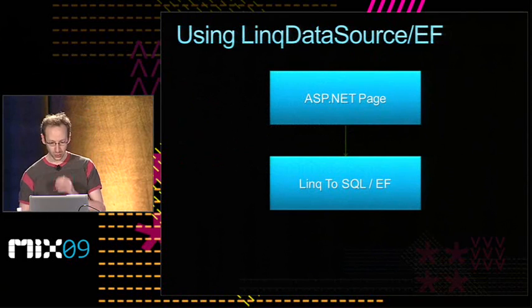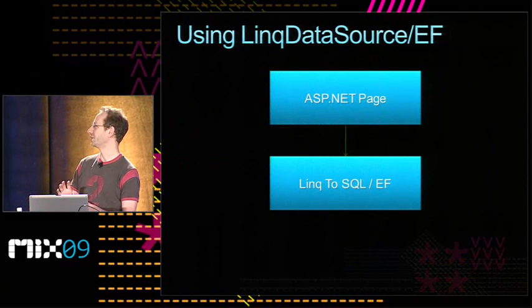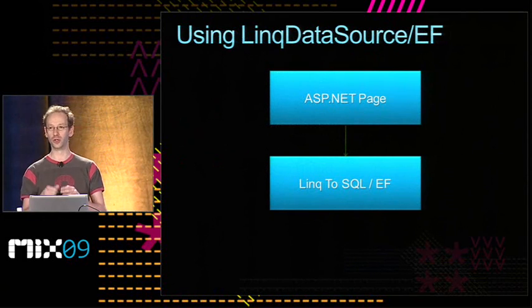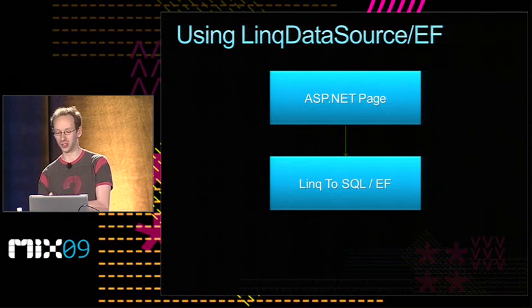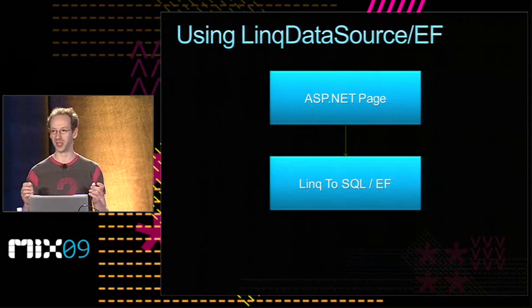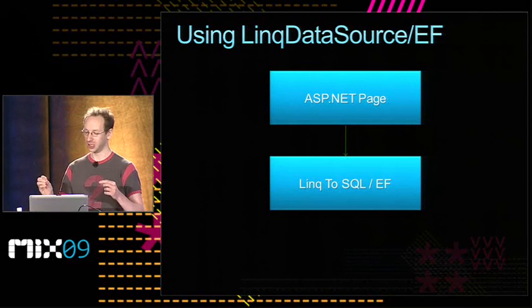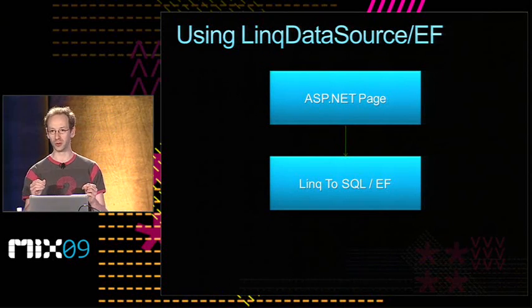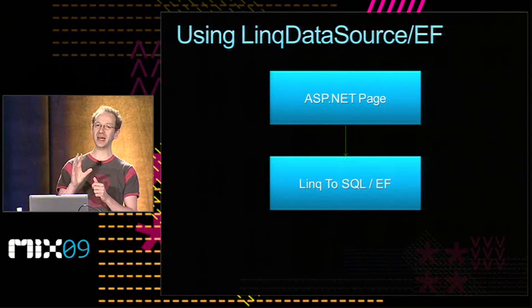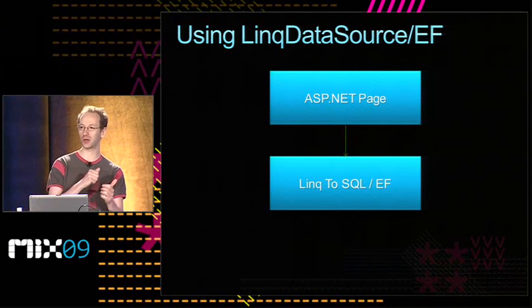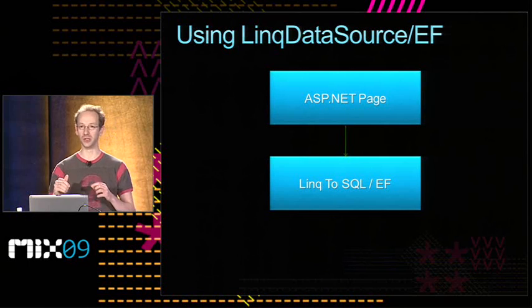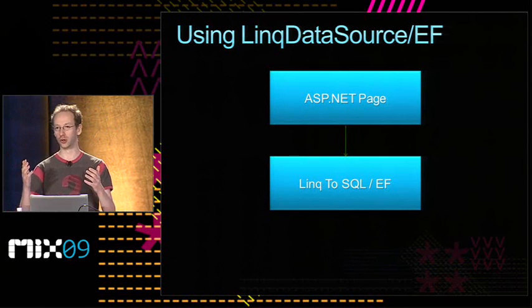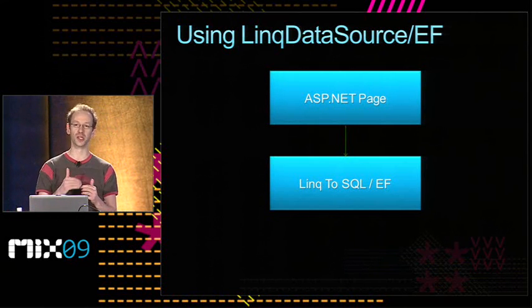And to show a very simplified architecture of how things work when you use LINQ data source or entity data source, you basically have your ASP.NET page. And in there, you have a LINQ data source control, and it talks directly to LINQ to SQL. The drawback of that is that it's not that easy to get in between. If you want to change how things are done, you pretty much have to hook into events in the data source, and you end up having to write code in the page, whereas that's probably not the best place for it.